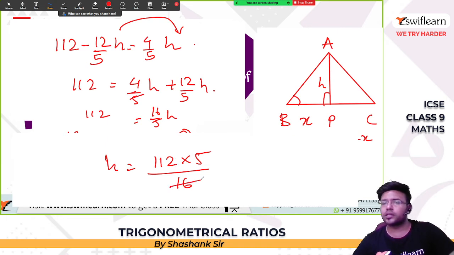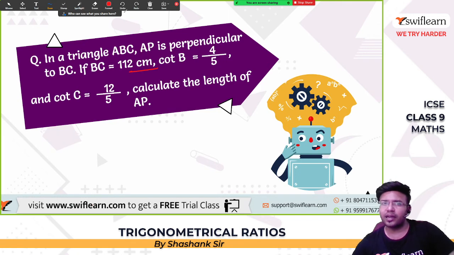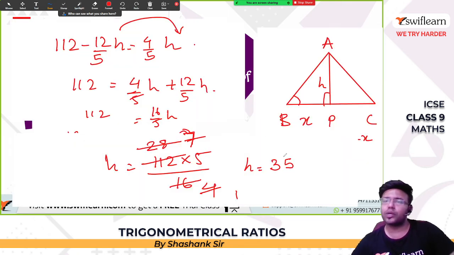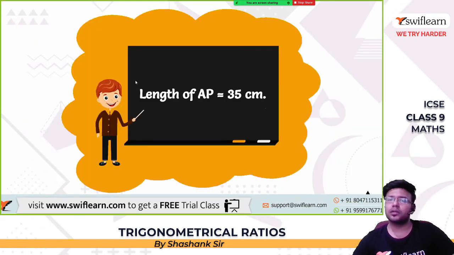Let us check whether it is divisible by 4. 4 4s are 16, 4 2s are 8, 4 8s are 32, 4 1s are 4, 4 7s are 28. By the way, 16 7s are 112. So H is equal to 7 times 5, which is 35. They have given the units as centimeter, so the height AP is equal to 35 centimeter.